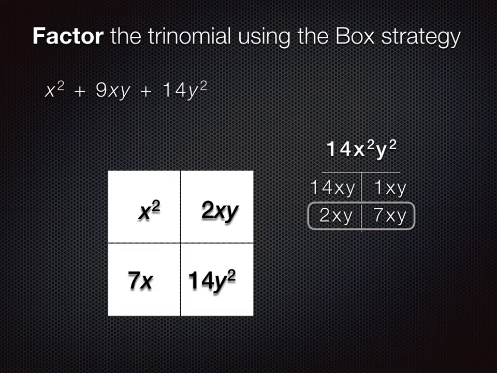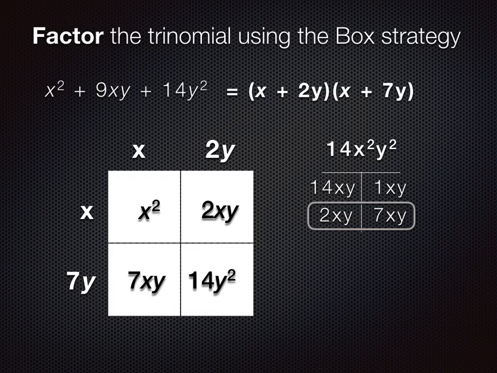Along the top row, we see there's a factor of x, which we can take out. And we say x times x is x squared, right? Now x times 2y is 2xy. 2y times 7y is 14y squared. And we can write this trinomial in factored form as x plus 2y times x plus 7y.